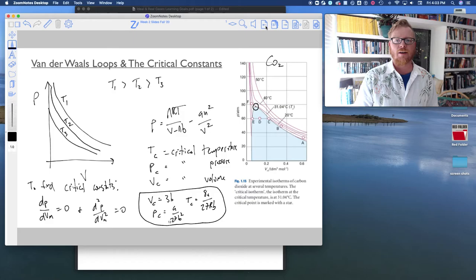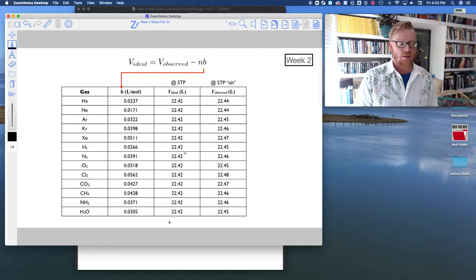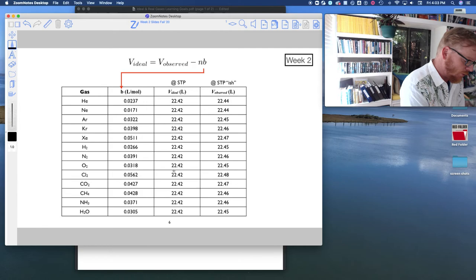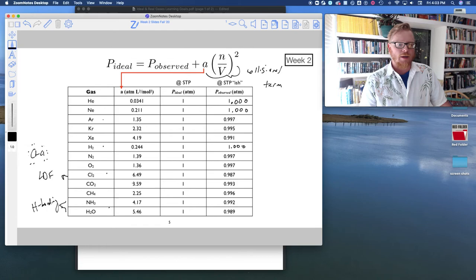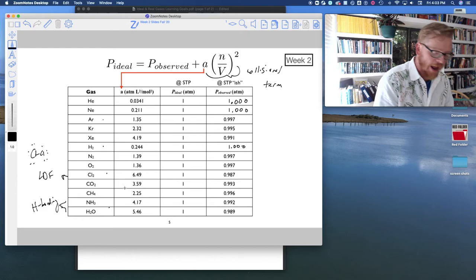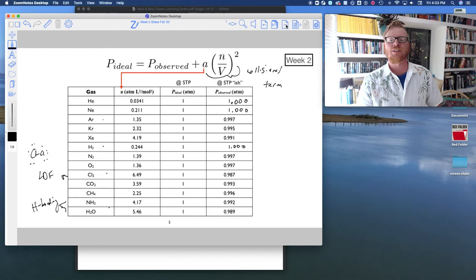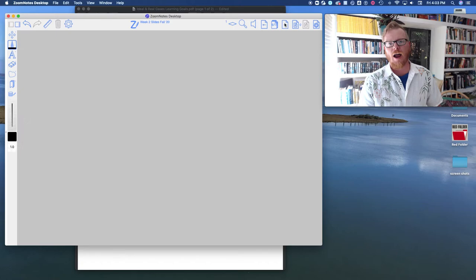Do I have the CO2 data in here? Yes, I do. How about that? So let's write that down real quick. 0.0427 for b and 3.59 for a. And of course, I'm using the standard units. I shouldn't say standard units, because standard would be bar, not atm. But I'm using our nominal units that we normally do.